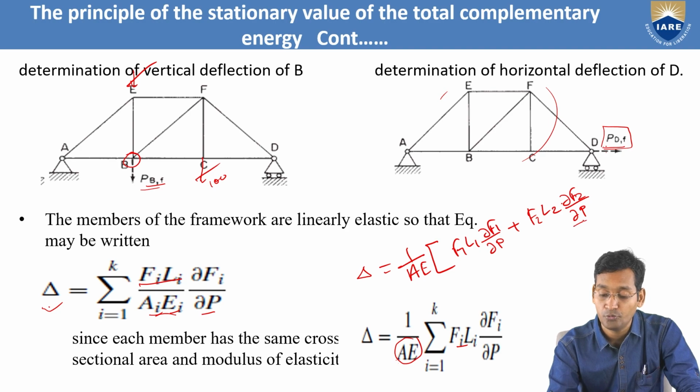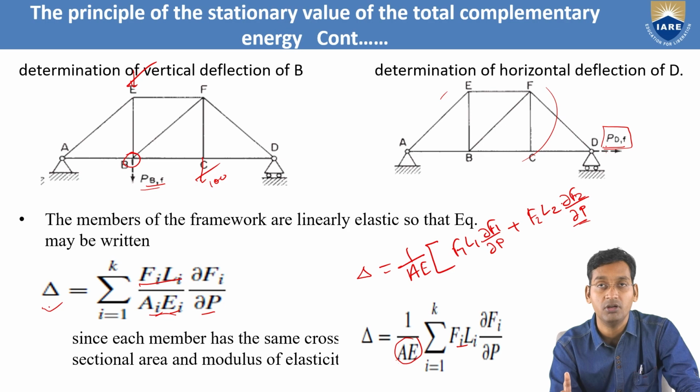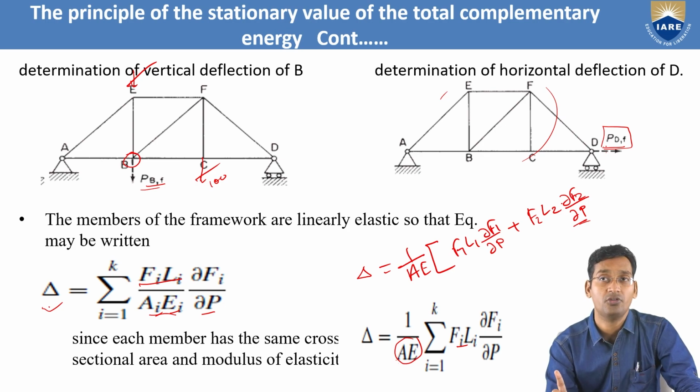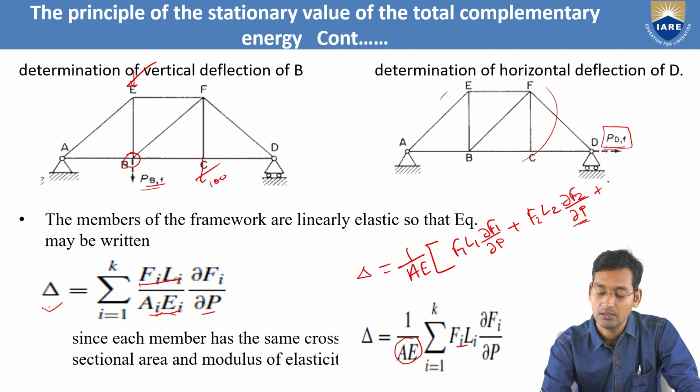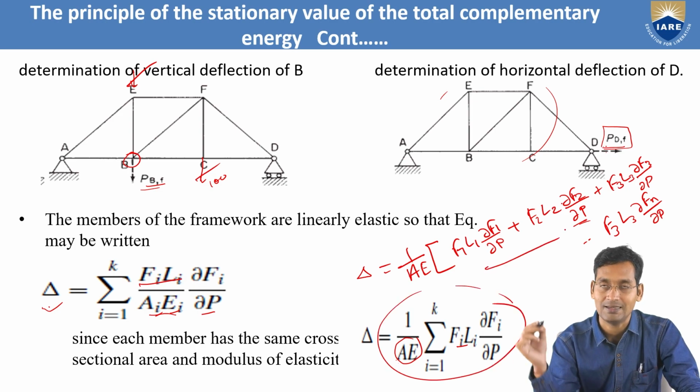Let's see which force P is acting here. With respect to that only, the dummy force, we have to differentiate. We already saw that we have to differentiate with respect to the dummy force or fixed shear force. Plus F3 L3 ∂F3 by ∂P, and so on, whatever the number of forces. If there are n forces, then Fn Ln ∂Fn by ∂P. So now instead of this, we can write it in expanded form.